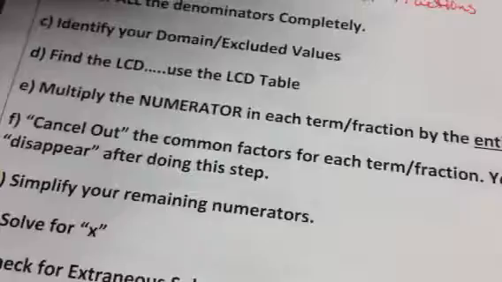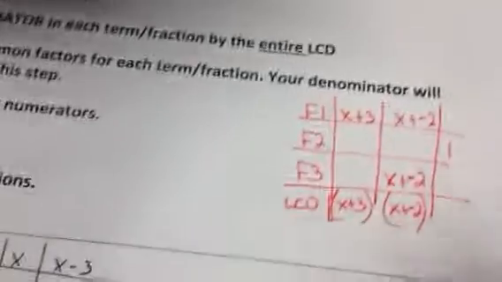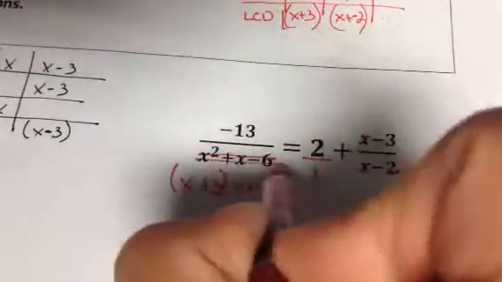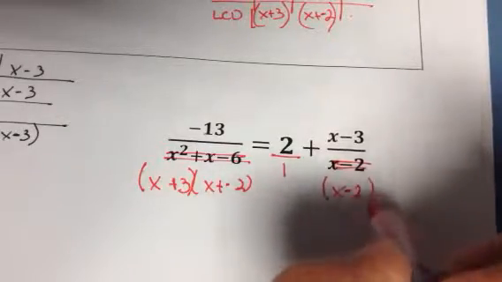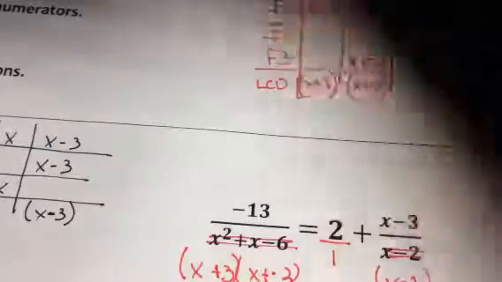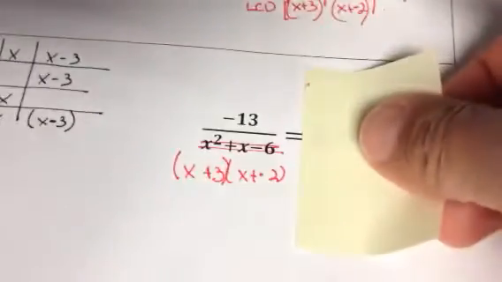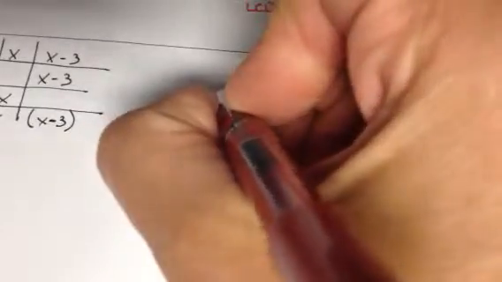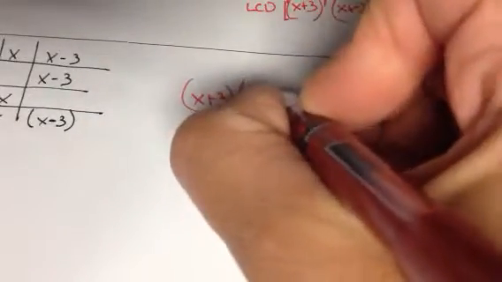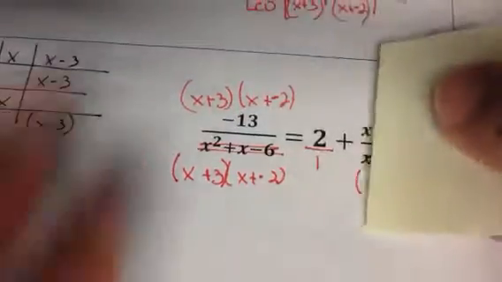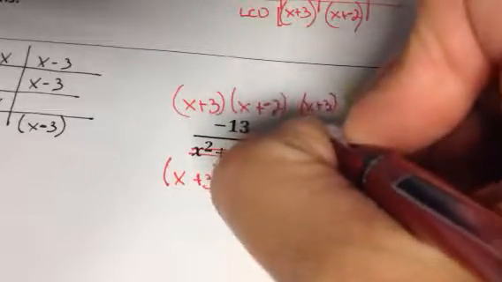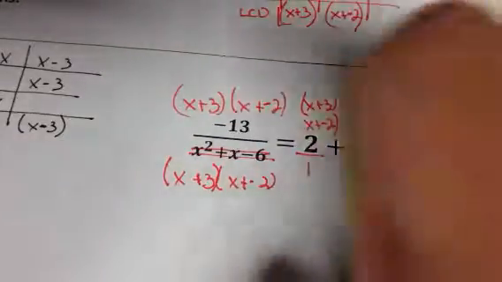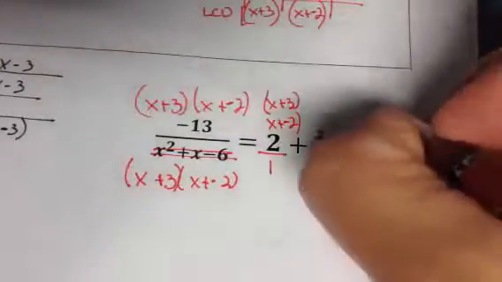Now that you found it, here's the difference. We're going to multiply the numerator in each term or fraction by the entire LCD. So we don't need these old ones. I'm going to rewrite this one. I didn't need to do this, but same level. So I'm going to multiply this whole fraction by the least common denominator. Wrap them in parentheses. I'm going to multiply the next fraction by it. I don't have a lot of room, so I'm going to stack it one on top of the other. And I'm going to multiply my last fraction by it as well.